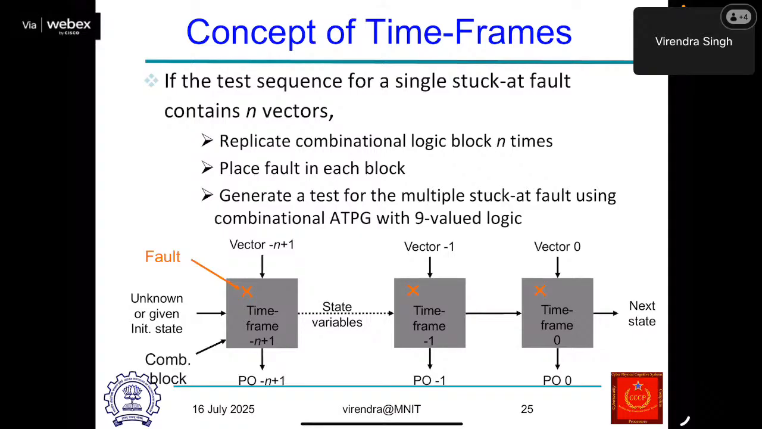So like here, this is the circuit. Now in the backward direction, if a test sequence of a single stuck fault contains n vectors, then you have to replicate the combinational block n times, and you place a fault in each of the blocks, right? So I have replicated this n times and then placed the same fault in each and every block. You generate a test for the multiple stuck faults using the combinational ATPG. I'll discuss that here. What is the 9 valued logic?